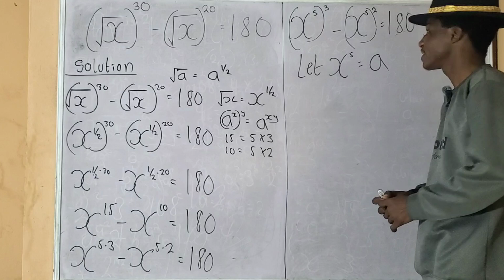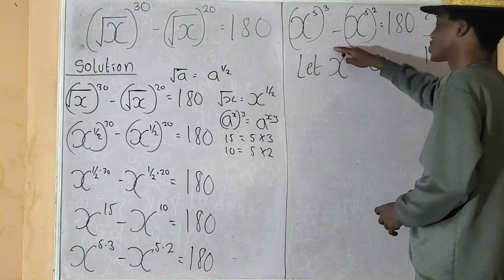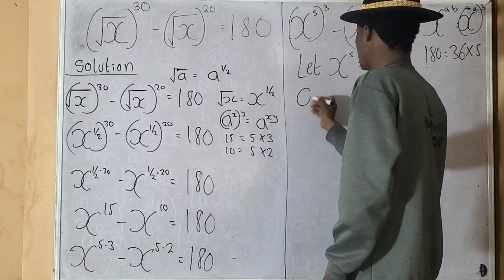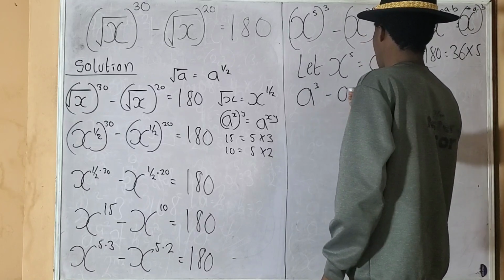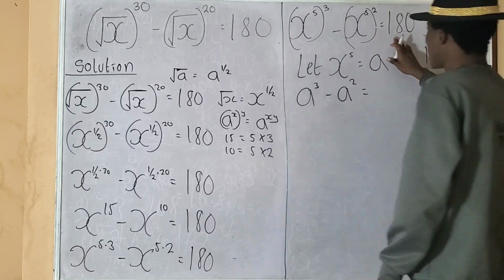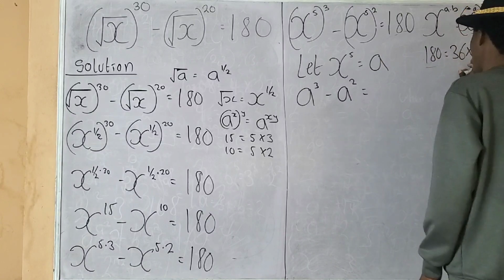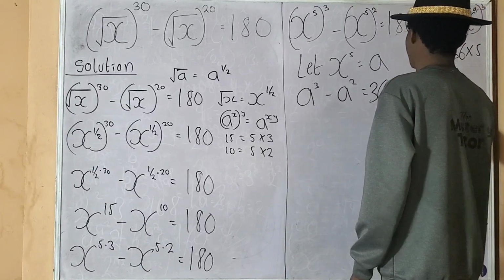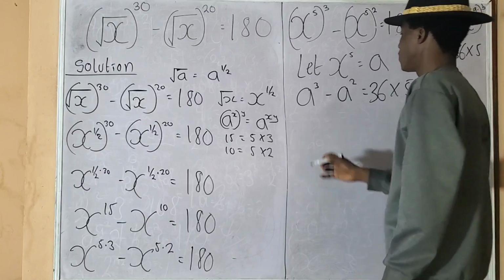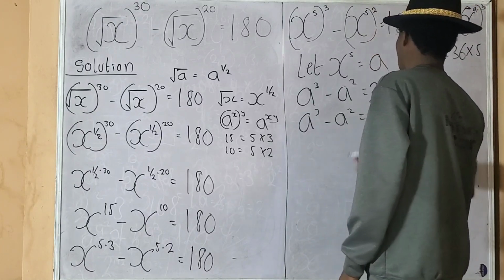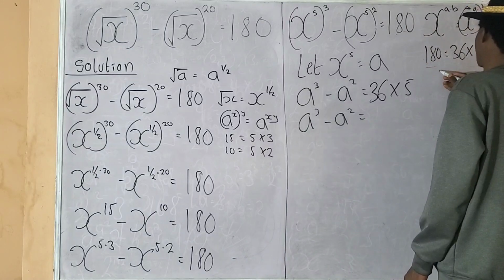So I'm going to have, let x raised to the power of 5 equal a. So anywhere I see x raised to the power of 5 in this equation, I'm going to replace it with a. So the equation becomes a raised to the power of 3 minus a raised to the power of 2 equals, now 180 can be written as 36 times 5. So I'm going to have 36 multiplied by 5. Okay, a raised to the power of 3 minus a raised to the power of 2 equals 36 times 5.